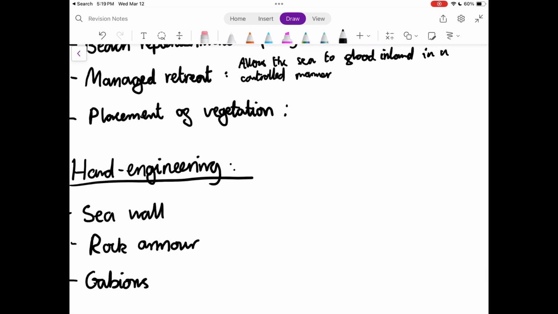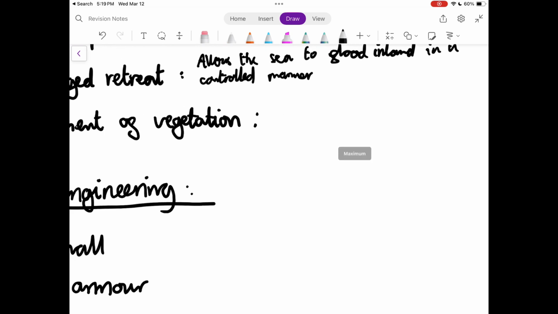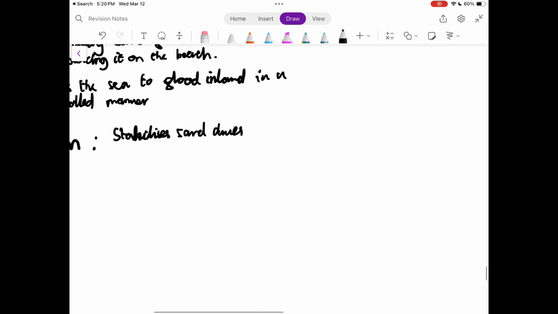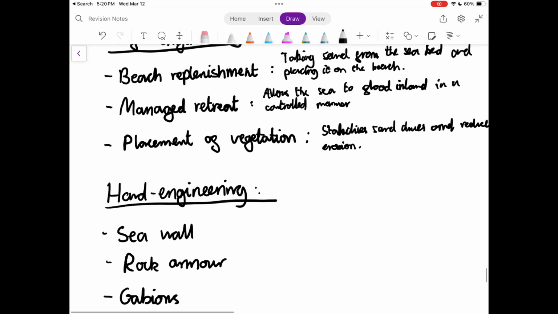And this leads to the next one, which is the placement of vegetation. So this stabilizes sand dunes, as we discussed during the formation of the coastal sand dunes, and reduces wind erosion. Okay.